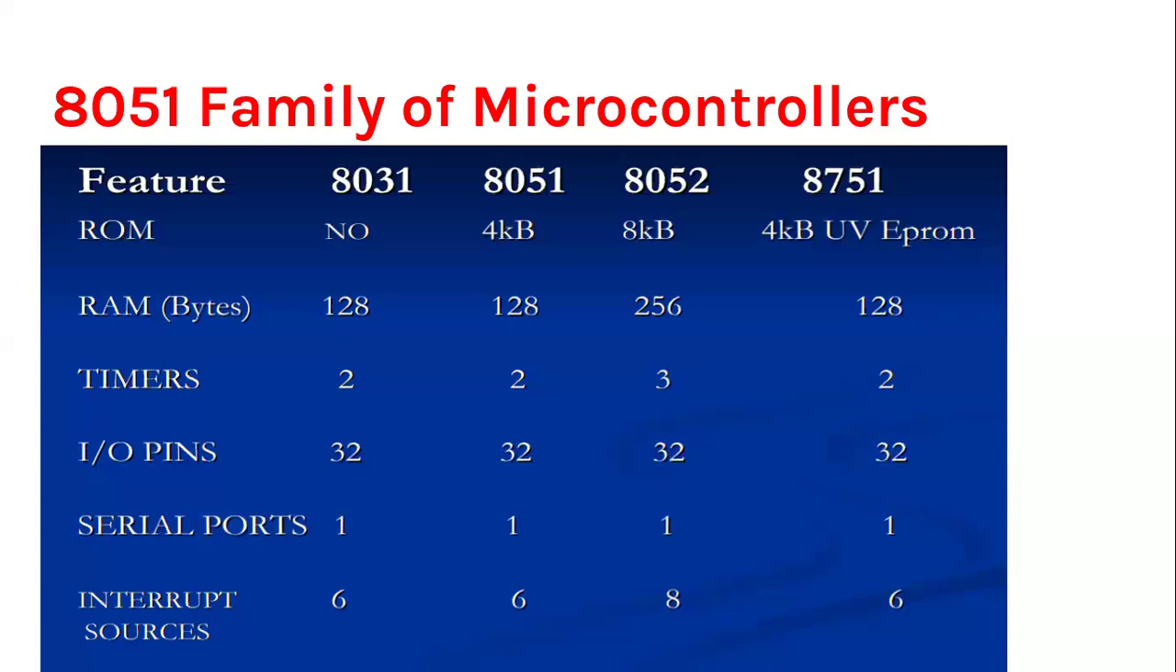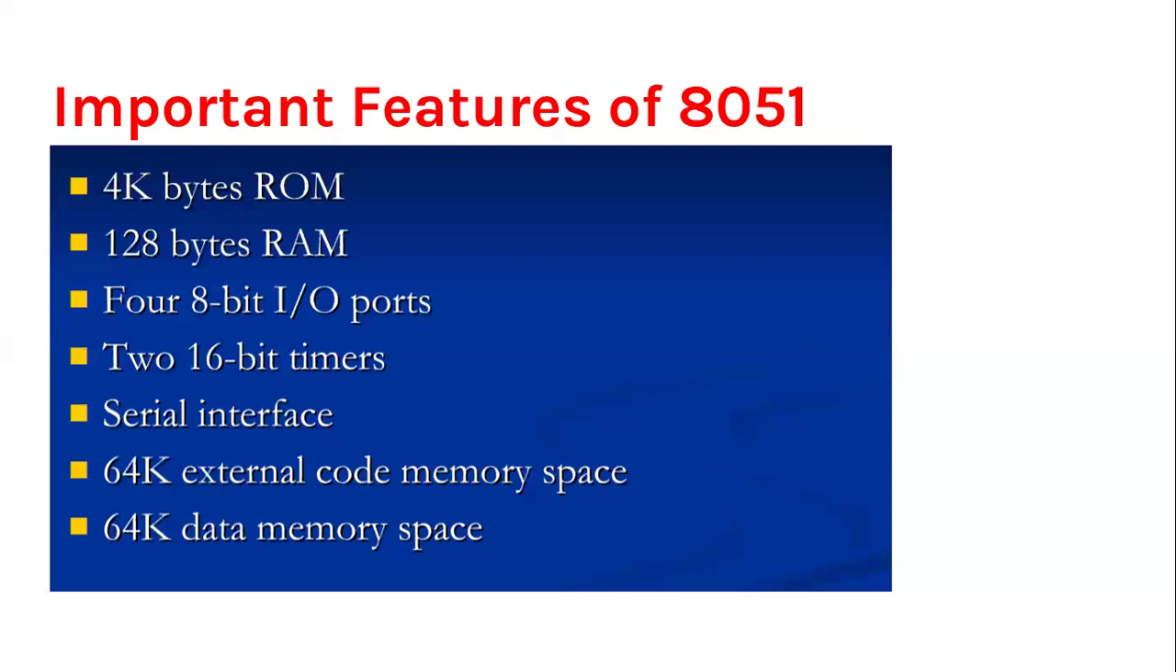And next, these are the 8051 family microcontrollers, and these are some differences: what is the ROM, what is the RAM, what are the timers, IO ports, serial ports. Serial ports means communication ports, and interrupts. These are small differences, but 8051 is the main one here because the others have some advanced features compared to it, though they have the same characteristics. It is a very popular one, 8051, right?